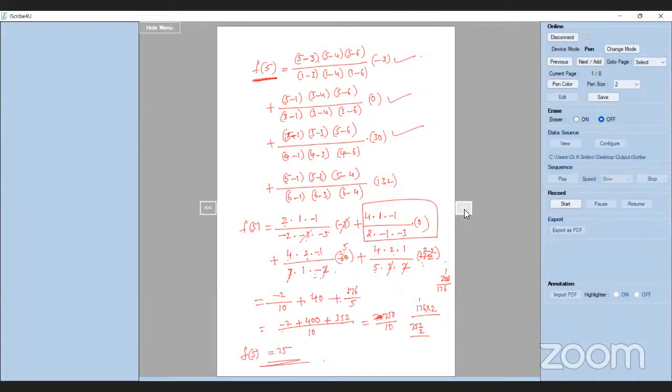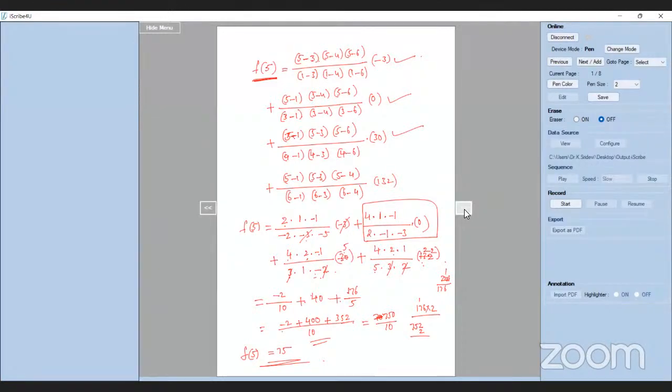Yes, ma'am. So this is finding the functional value at some value of x, that is x equal to 5, by using Lagrange's interpolation formula. In the examination, they will specify to find the interpolation polynomial by using so-and-so formula. If they do not specify the formula, you can choose the formula according to the given problem.